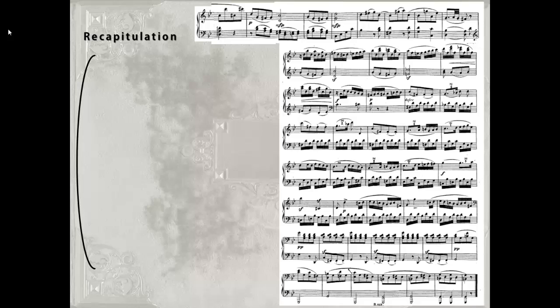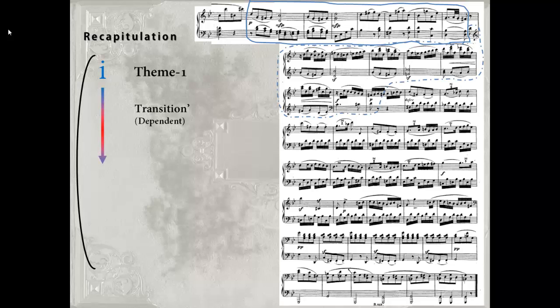The recap works just like the exposition did, beginning with the exact same opening theme 1. The only difference is that the transition section is changed so that after starting to move towards B flat again in the second system, it ends up back in G minor where we belong, resolving that structural clash between G minor and B flat that we heard in the exposition.